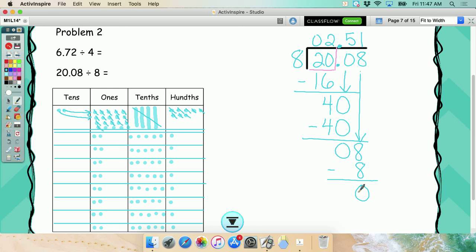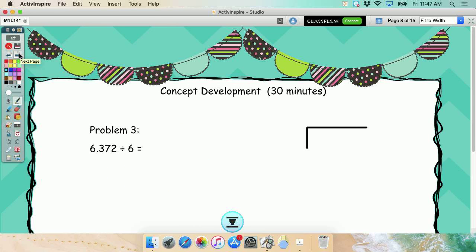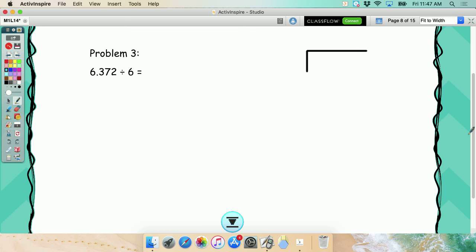What's the next problem? It's on the back. It's problem 3. Think we can do this? I think we can do it without a place value chart. Want to see my trick? Yes. Okay, Cesar knows it. I'm going to write this down. Hold on. And I'm dividing by a whole number so I can pop my decimal up.